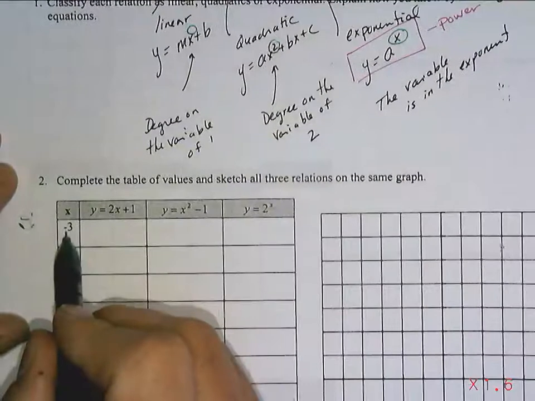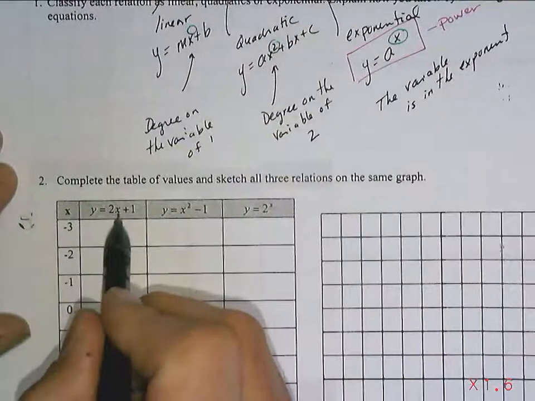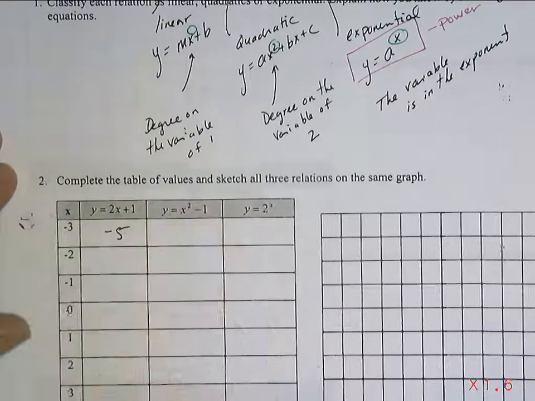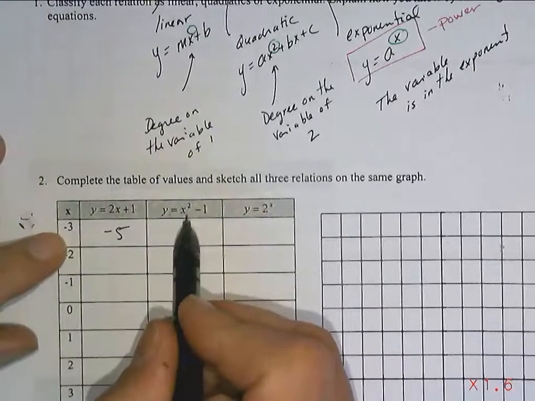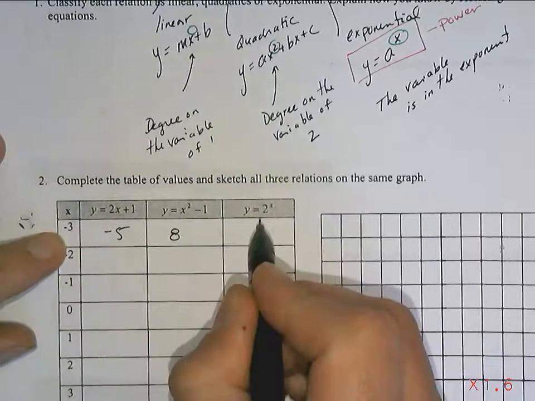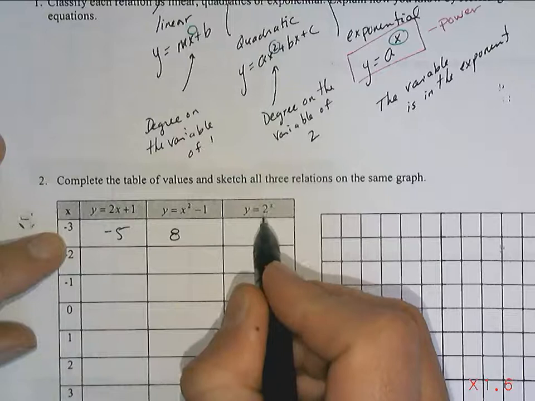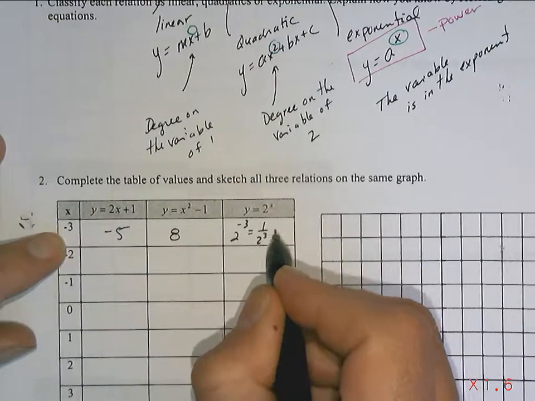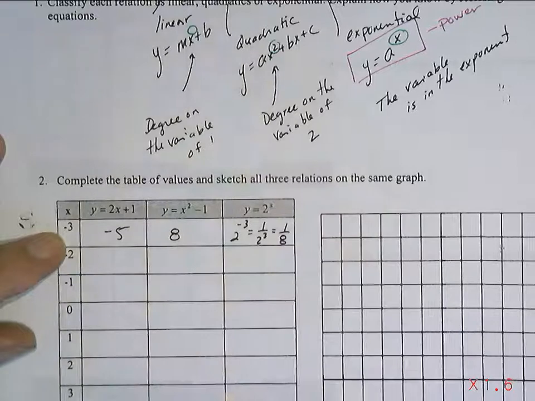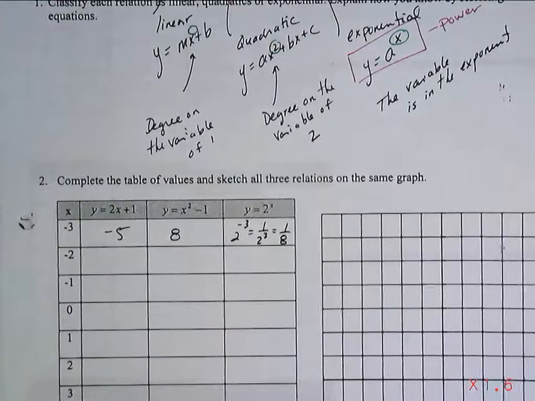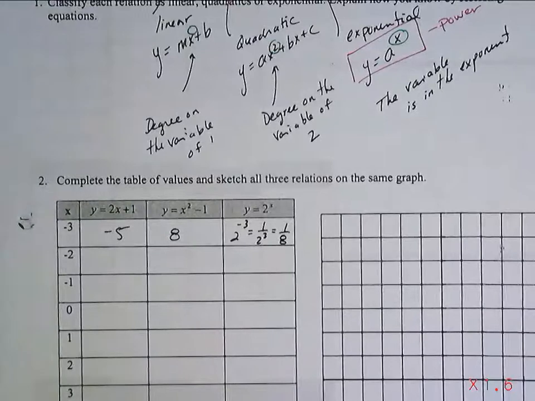So, when x equals -3, -3 goes in for x. -3 times 2 is -6, plus 1 is -5. When -3 goes into x here, it becomes squared, which is 9, minus 1, it becomes 8. And when -3 goes in here, it becomes 2 to the -3, which is 1 over 2 to the 3, which is 1/8. And I'm not going to write it as a decimal. I'm going to leave it as that. So my 3 y values are going to be -5, 8, and 1 over 8 for that x value of -3.